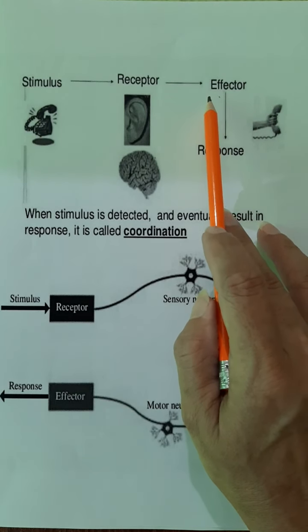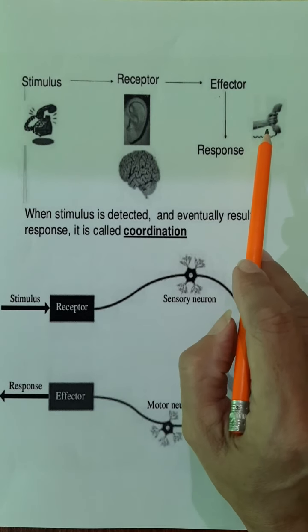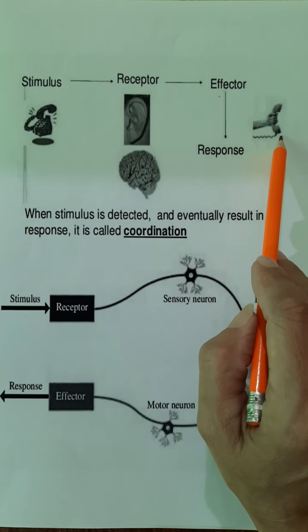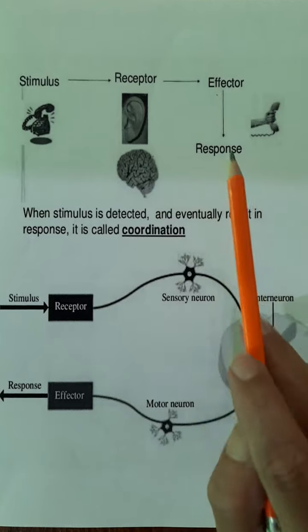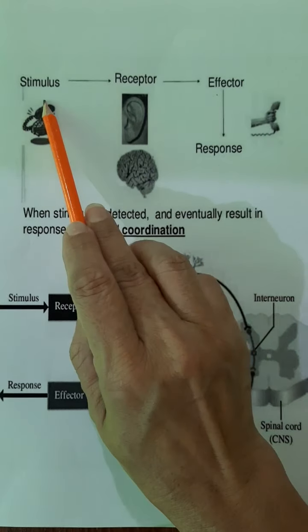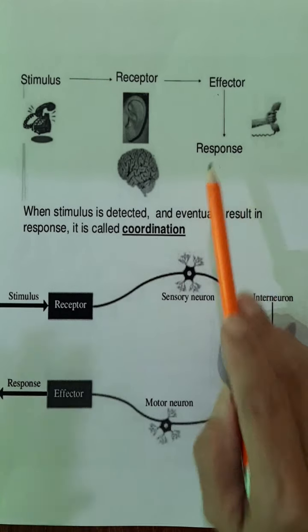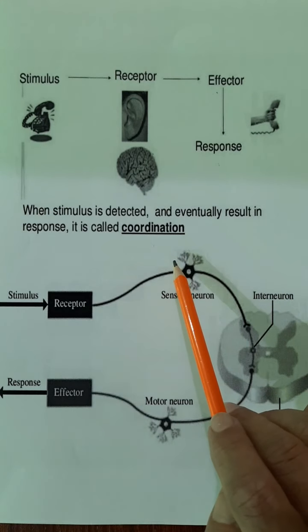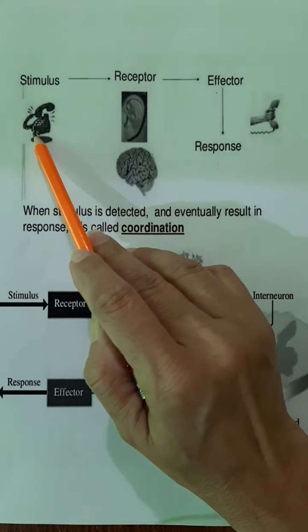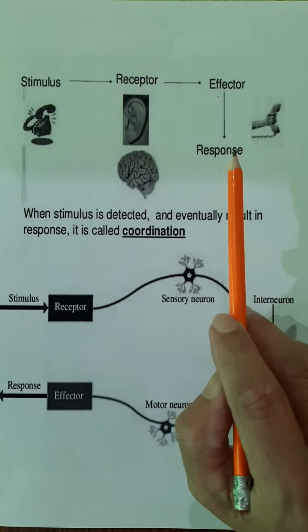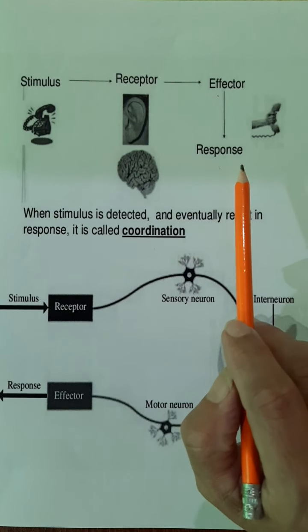And what is that reaction? To pick up the receiver. So picking up the receiver is the response. Now the stimulus and the response work in coordination with each other. If there is a stimulus, there will be a response. Right?